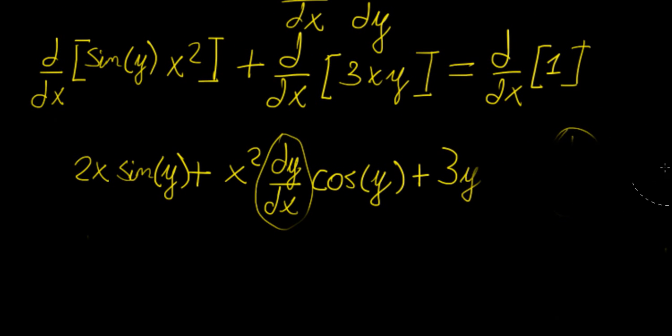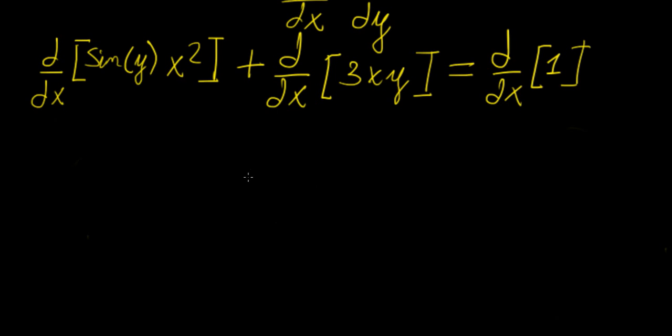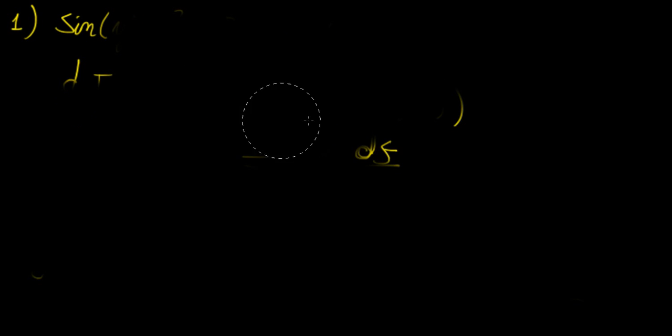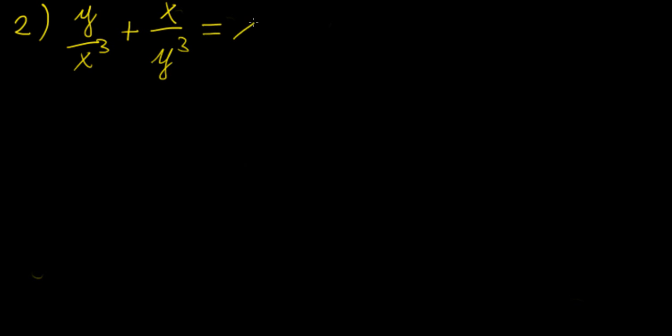Implicit differentiation can be very useful in a lot of different cases, not just for these types of functions that we just saw. So let's erase all of this. Now for the second example, I am going to have y over x cubed plus x over y cubed equals x squared y to the power 4.